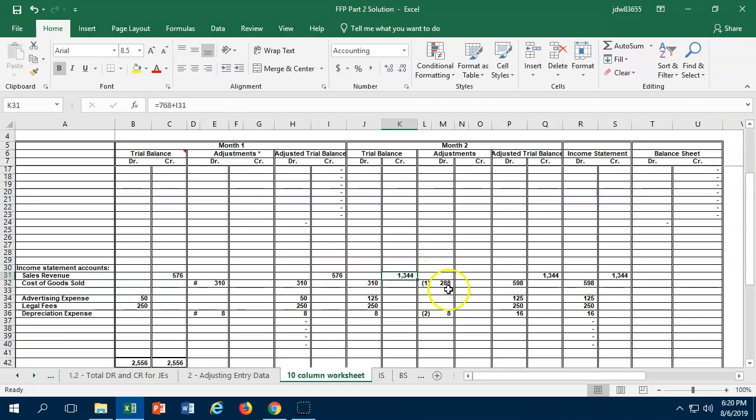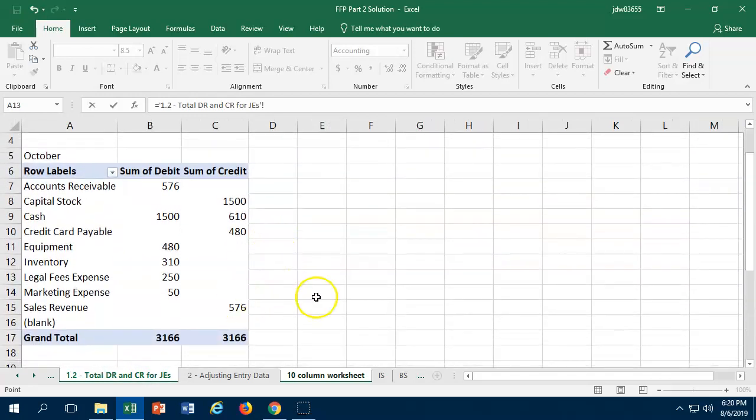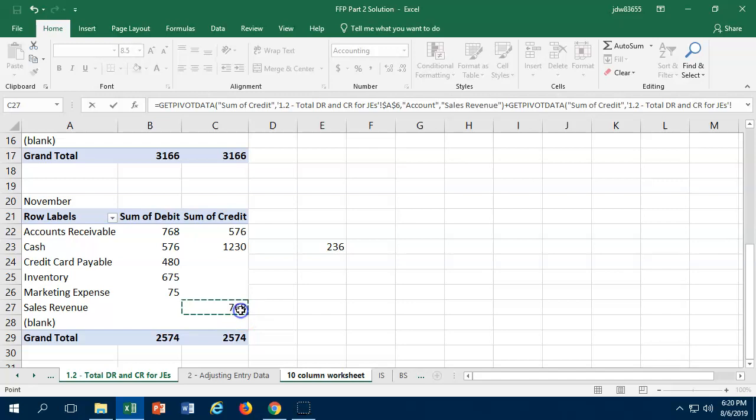Same thing for the sales revenue. So, once again, you would add up the sum of the credits for October and then November.